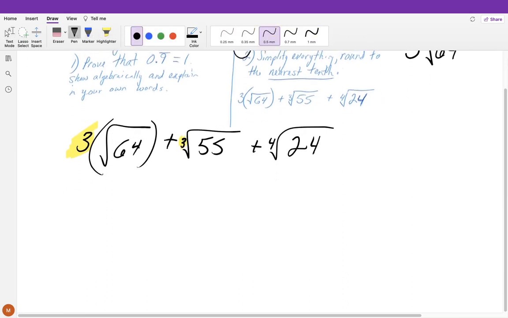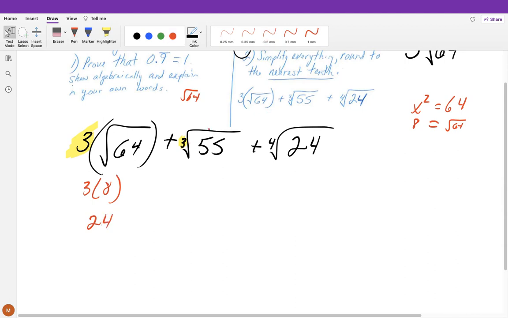So first off, this one, the square root of 64, well, what number times itself twice is equal to 64? And that is 8. So the square root of 64 is equal to 8. So we know that this is now 3 times 8, which is then going to give me 24. And then here it's saying the cubed root of 55. So we were approximating this.